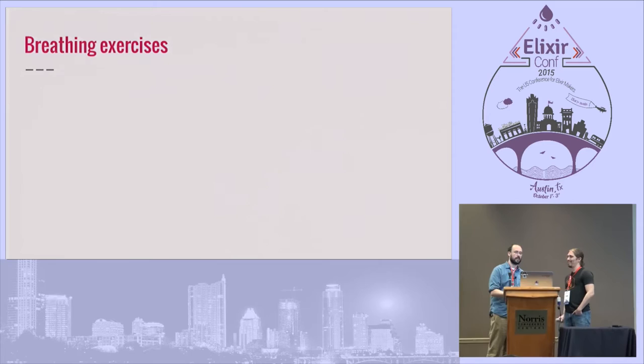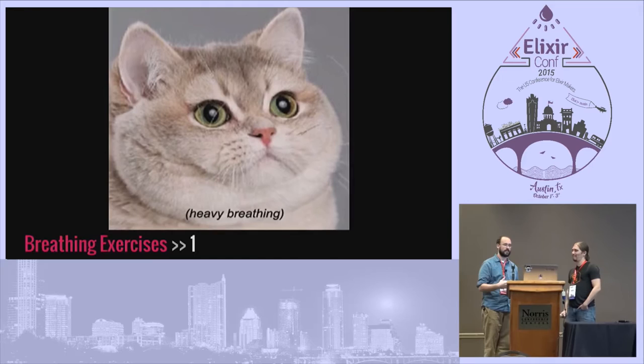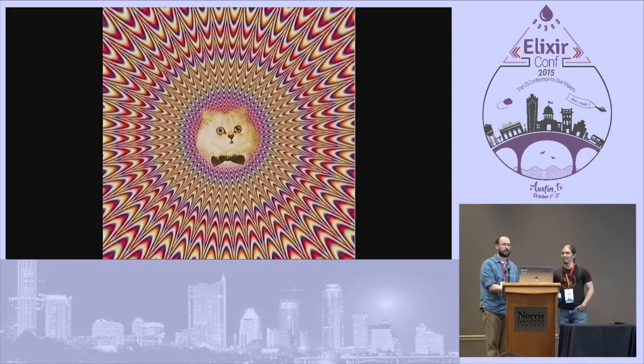So just go ahead and clear your mind and try to repeat the exercise you see on the slides. So first, just breathe in and out really deeply for a bit. And then try to breathe just a bit more rapidly. And then finally, just exhale as hard as you possibly can. And so now you've achieved Zen, and you're ready for a talk.